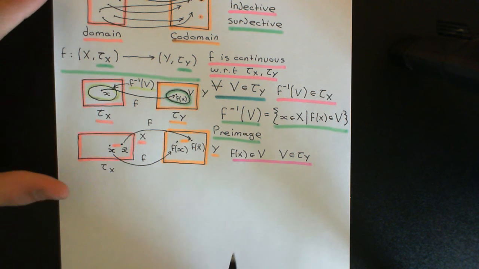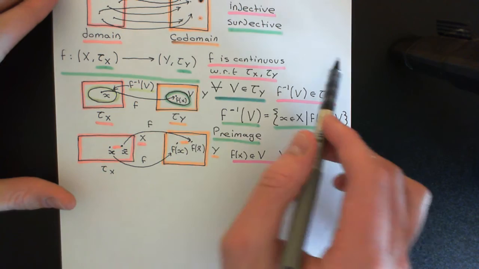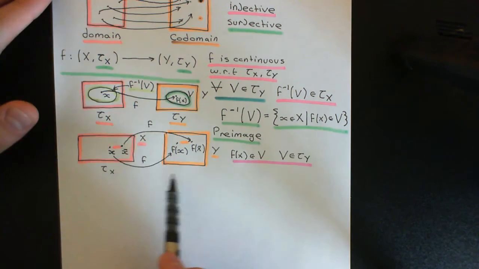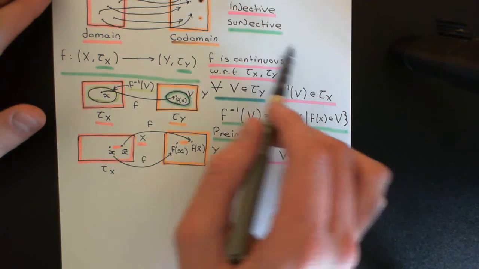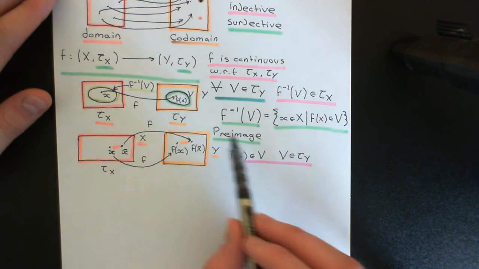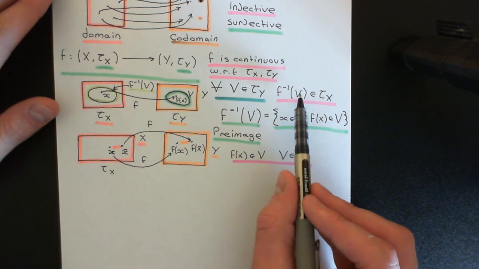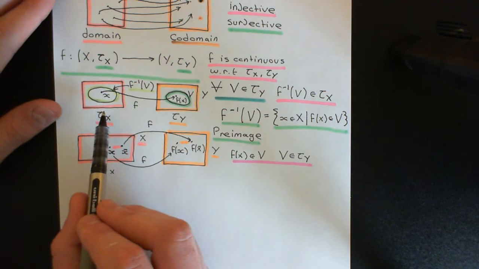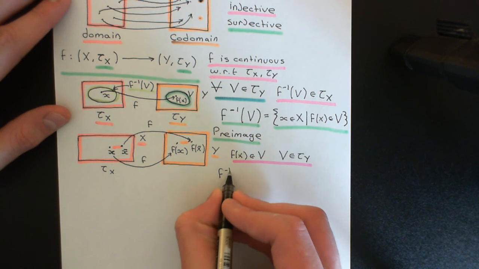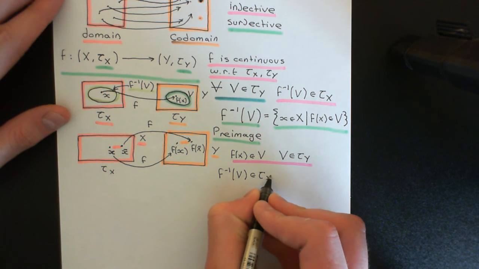Okay, so how am I going to prove this then? Well, what I'm going to do is use the fact that we're going to say that this is true. I'm supposing that this abstract definition is true, and I want to show that this more intuitive definition is then true. So if this abstract definition is true, then the inverse image of this open set V is going to be an open set in my domain topological space. So the inverse image of V is an element of tau x.